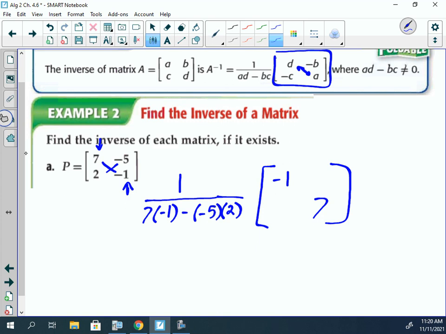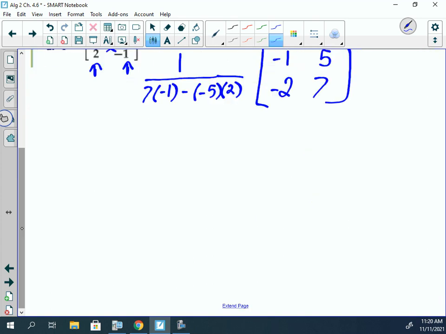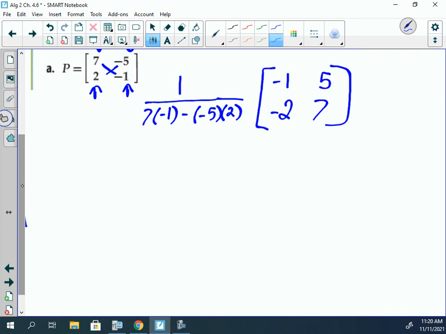And the other two, we're just switching the sign, because we have negative B and, well, here B is positive 5. C is positive 2, so it's now negative. At this point here, we just need to simplify this, and we're done.